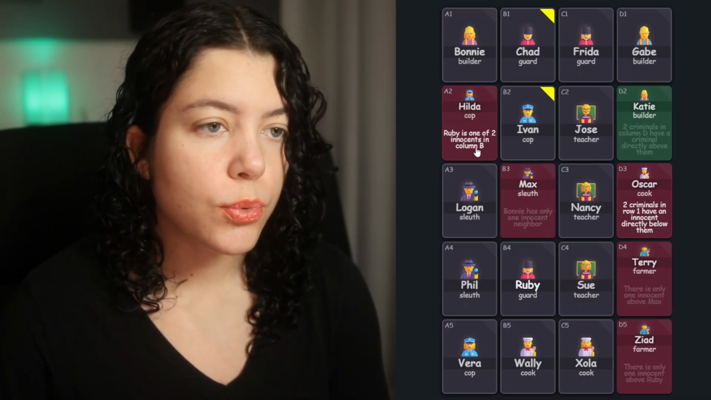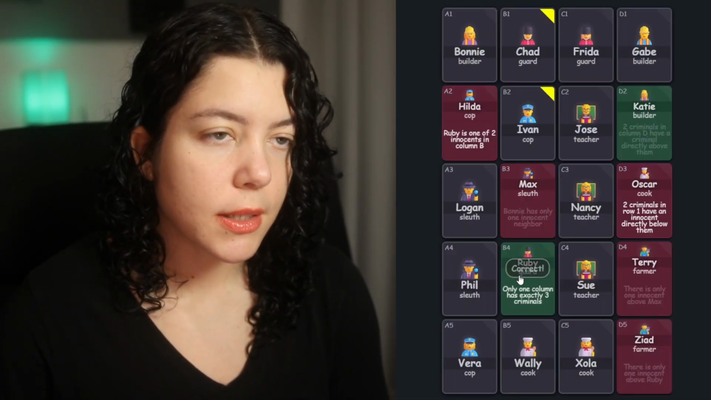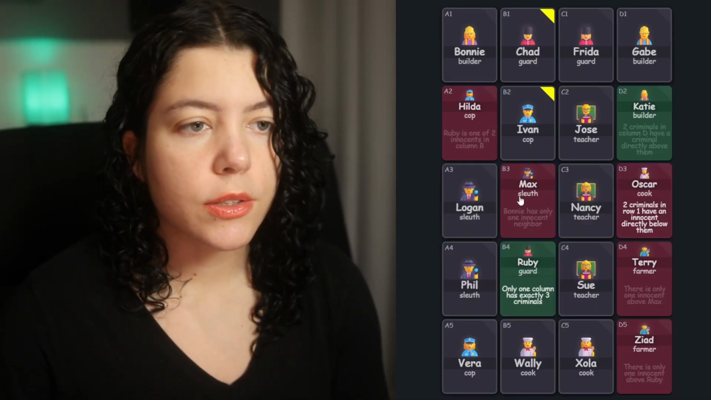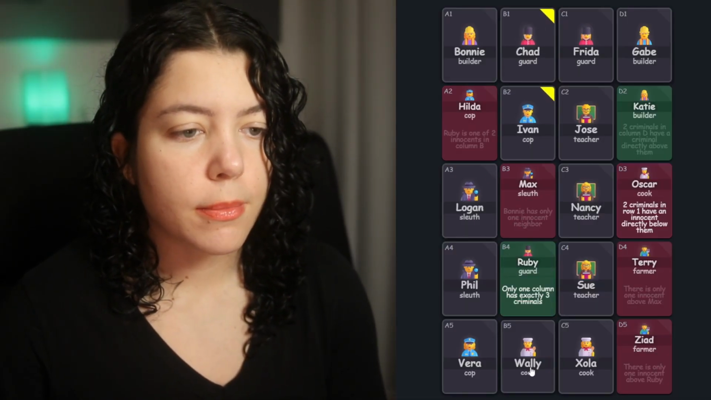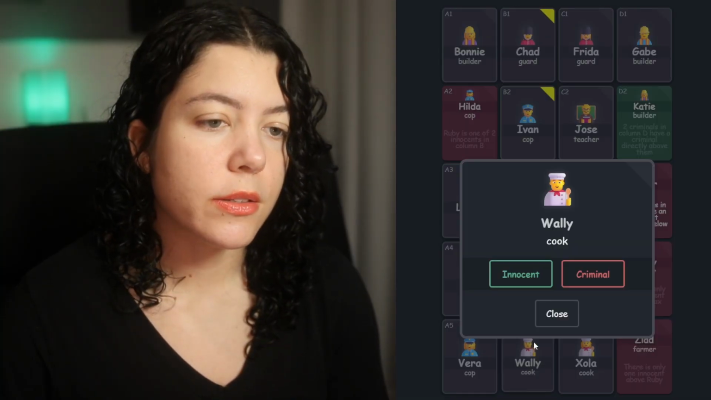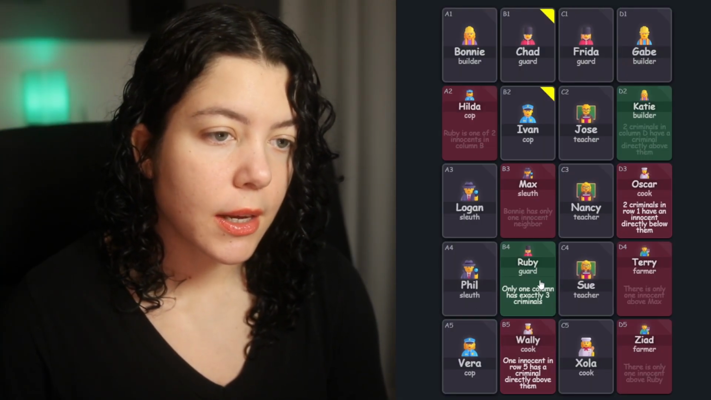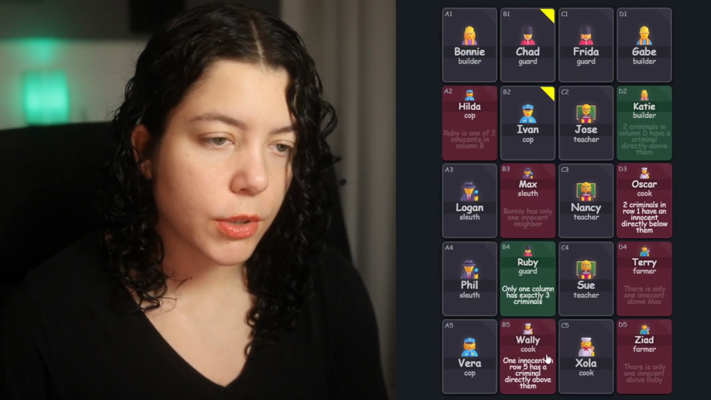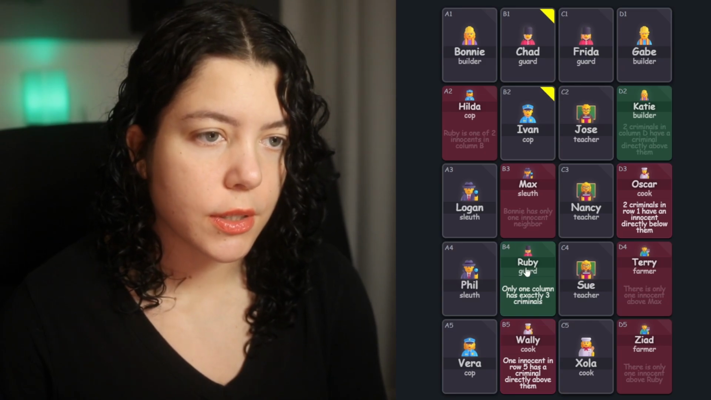Ruby is one of two innocents in column B. So Ruby is an innocent, and we know the second one is gonna be above Max. So that means that Wally, who is below Max and below Ruby, is not an innocent. And we don't need Ruby's clue. Oh, we do need Ruby's clue. We don't need Hilda's anymore.